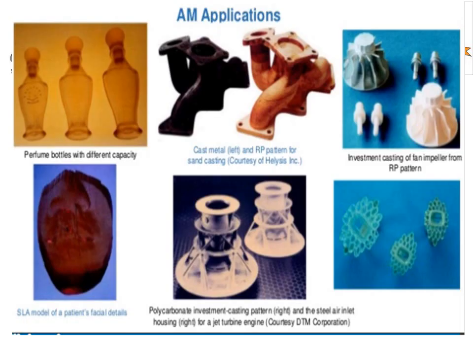Further, moving on to applications, you can find perfume bottles with different capacities, forms and shapes, cast metal parts, RP metal, sand casting, investment casting models, the impellers of pumps using the RP patterns. We have the facial part of the patient, then the polycarbonate investment casting patterns, the housing of a component, and other ornamental parts which are found profoundly with additive manufacturing.